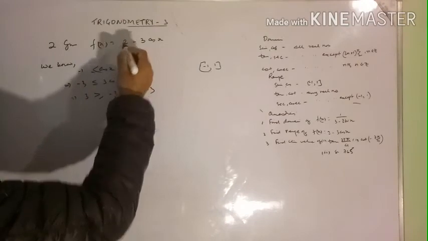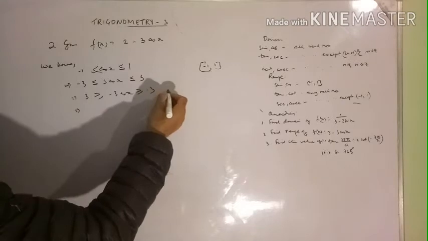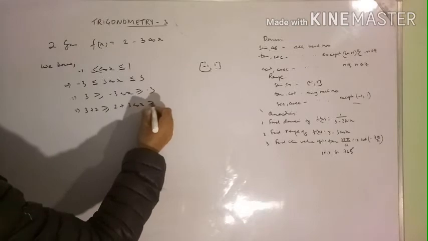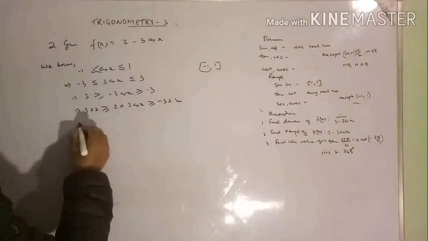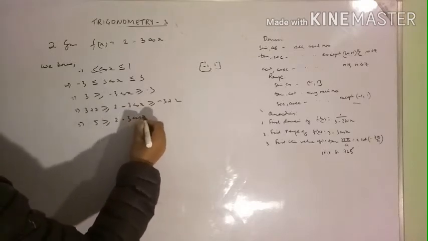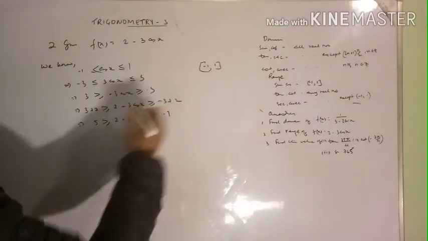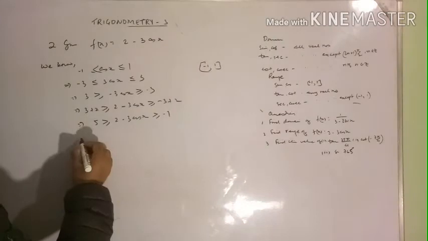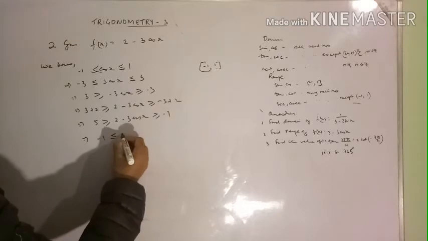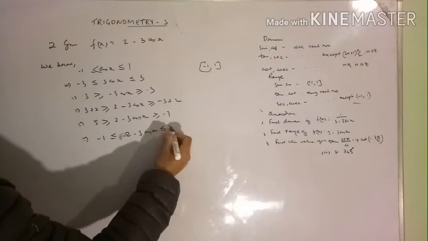Now to get this 2, if you add 2 to all the numbers here, then what do you get? 3 plus 2 greater than or equal to 2 plus 3 cos x greater than or equal to minus 3 plus 2. That means 5 greater than or equal to 2 minus 3 cos x greater than or equal to minus 1. Minus 3 plus 2 will be minus 1. That means if you write it in less than or equal to form, minus 1 less than or equal to 2 minus 3 cos x less than or equal to 5.